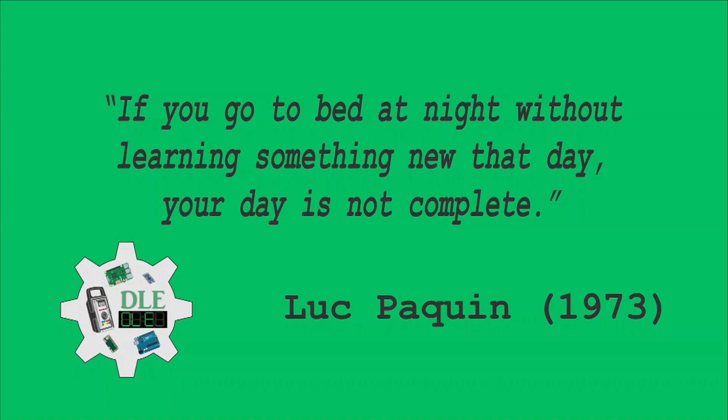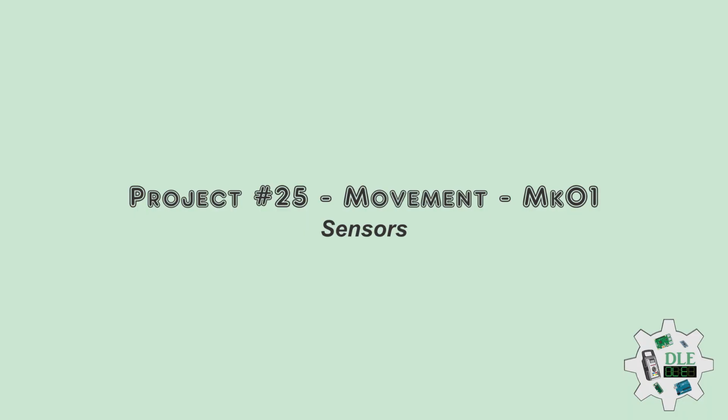Luke Paquin, 1973. Project number 25, Movement, Sensors, Mk01. Movement. Accelerometers, gyroscopes, and magnetometers are the three main sensors we use for detecting motion and orientation.